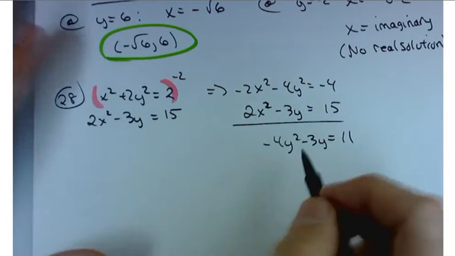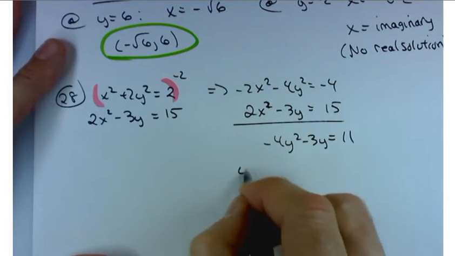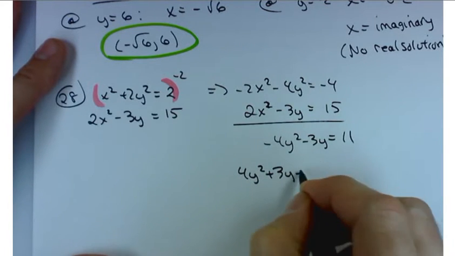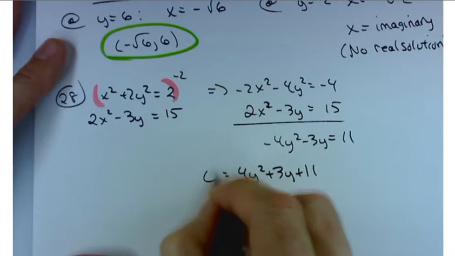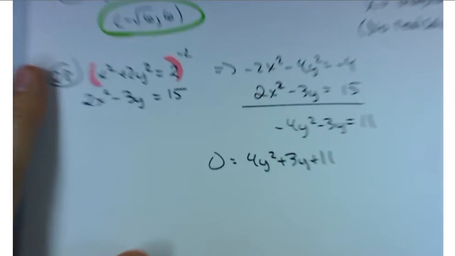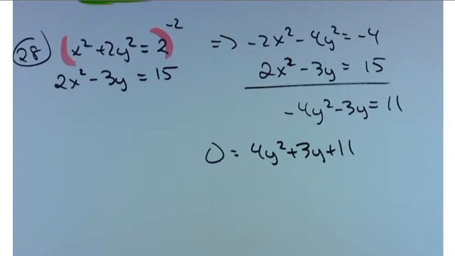Well, let's move everything to the right-hand side. 4y squared plus 3y plus 11 is going to equal 0. So I just moved everything to the right-hand side. And let me just do a little bit of work on this, trying to do the minimum amount of work that I can to arrive at the solution to my problem.